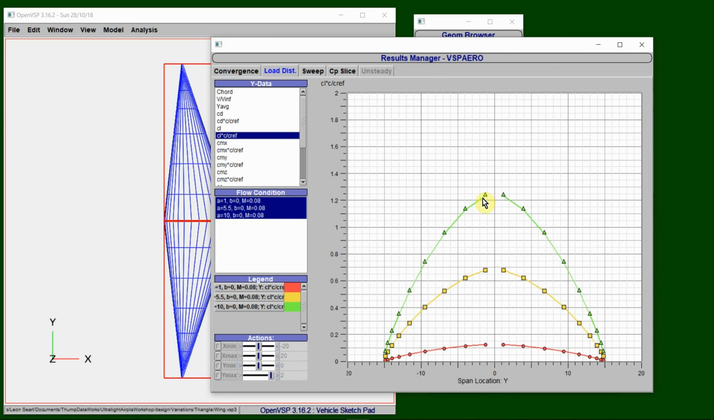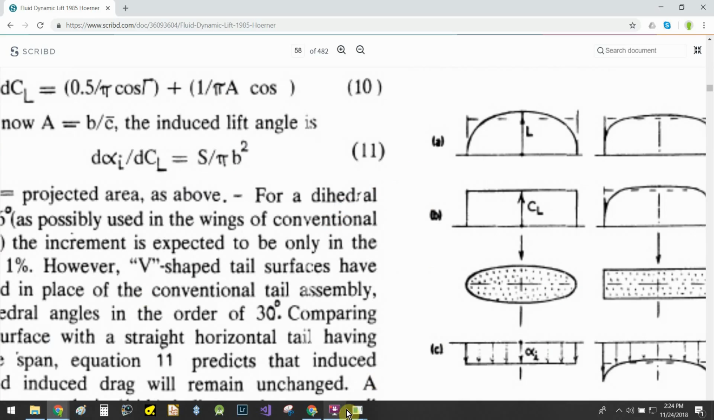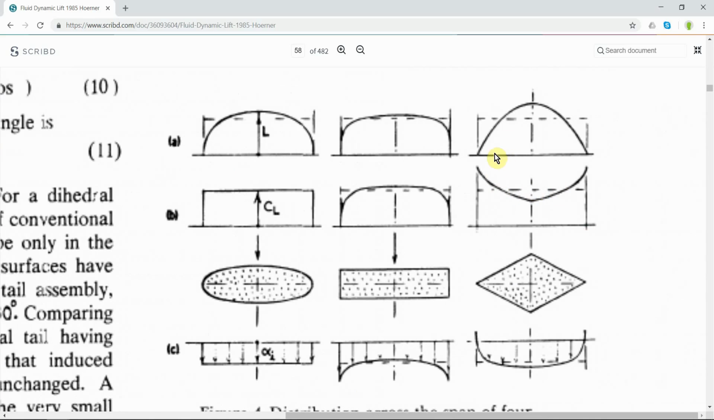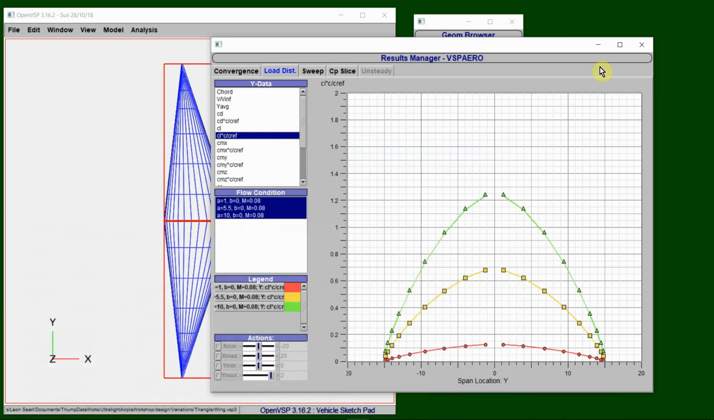Now this is our lift distribution, which is somewhat similar to what Horner had. Let's come over and look at that real quick. So here's the lift distribution. It's kind of parabolic. So let's go back and look at what we actually got. There is some similarity to a parabolic shape, so that's interesting. Good. So that's the lift distribution.